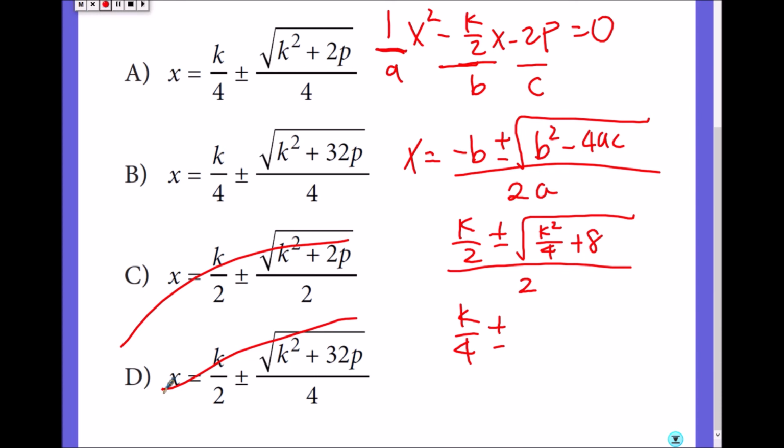Yeah, so when you do take out 4, it is square root of k squared plus 2. No. Take out 4. It's 32 over 4. So you can take out square root of 4 as 2 to make this 4. Right, when we take this out, it's k squared plus 32 over 4.